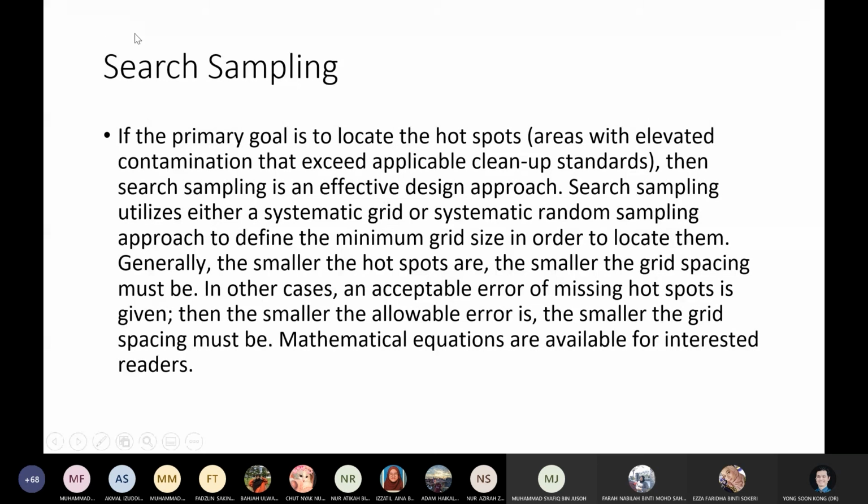Now, when do you need search sampling? Is when you don't know exactly where the source of pollution is. If you know, then no need. You just focus on the point source. But if you don't know, or you want to have a survey of the entire spreading of the pollution, then search sampling is needed.